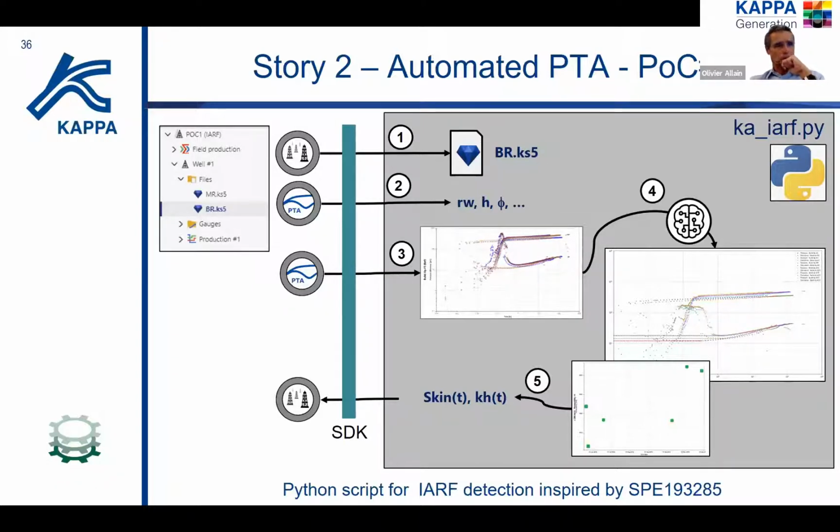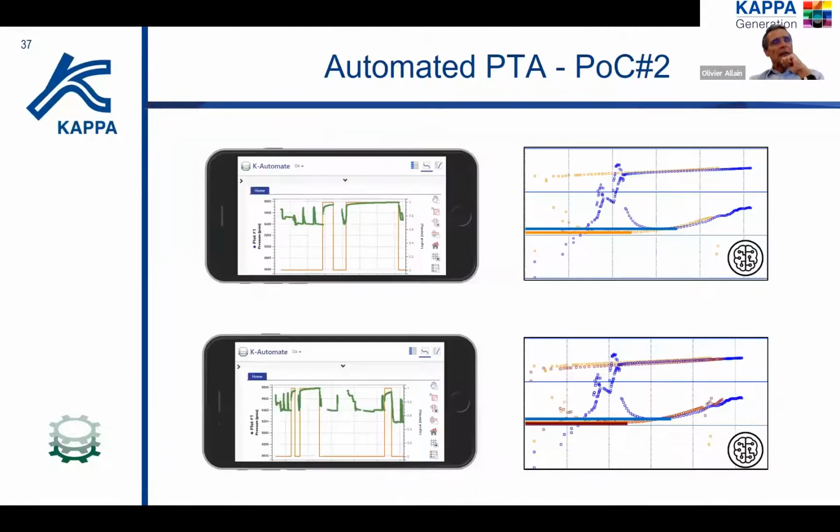The second proof of concept that we are completing now, you will not see it today, but it's almost completed, is basically the same thing, but done recurrently as new shut-ins are detected. So on the first line, you see, for instance, a state in which two shut-ins were found.